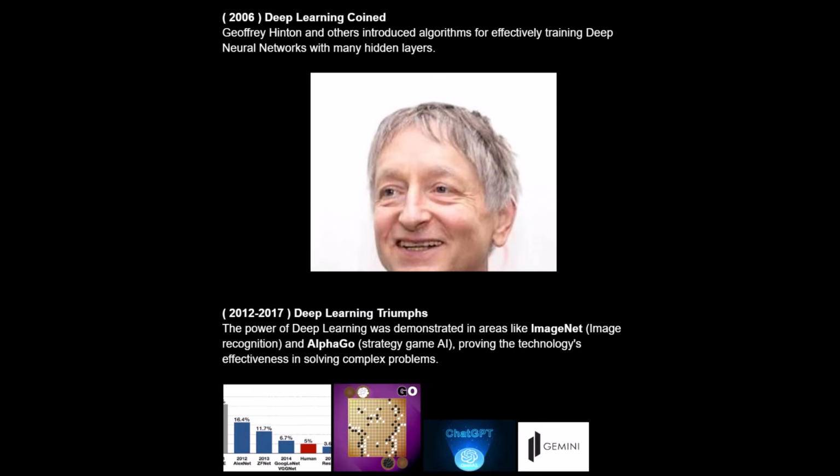2006. Deep learning coined. Geoffrey Hinton and others introduced algorithms for effectively training deep neural networks with many hidden layers. And I think this is one of the gentlemen who is called the godfather of AI. And I think I've seen him in modern YouTube videos where he's warning people about the dangers of artificial intelligence.